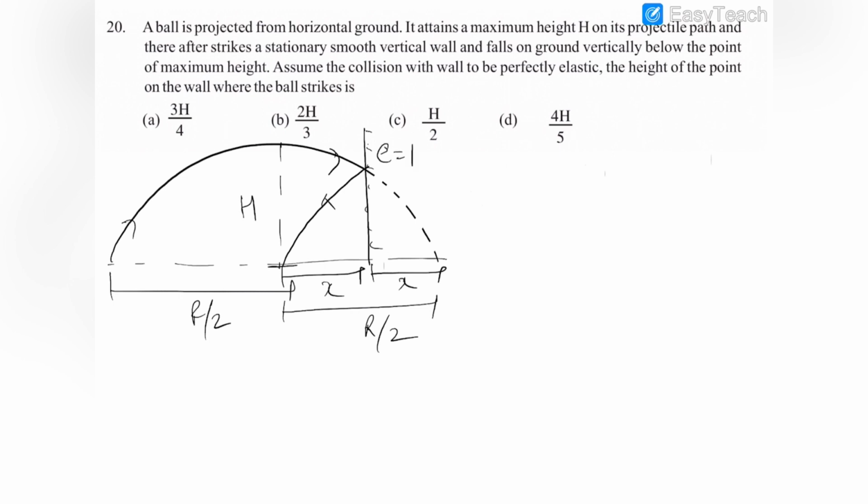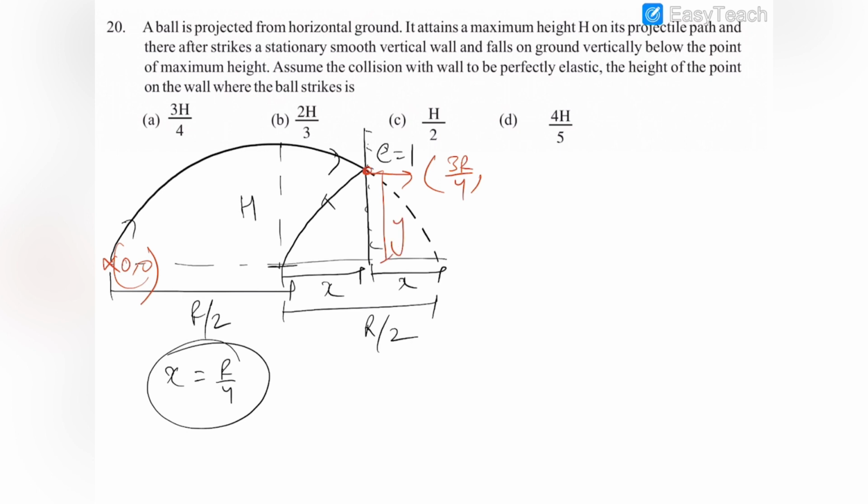So e would be 1. And this total distance would be r by 2. So you can see that x is equal to r by 4. So if we write down the coordinates of this point with respect to the origin, which is the point of projection, we can write down the coordinates of this point as 3r by 4 is the x coordinate, and this is the y coordinate, y. So we know a formula that y is equal to x tan theta into 1 minus x by r. This is the equation of trajectory in terms of range.